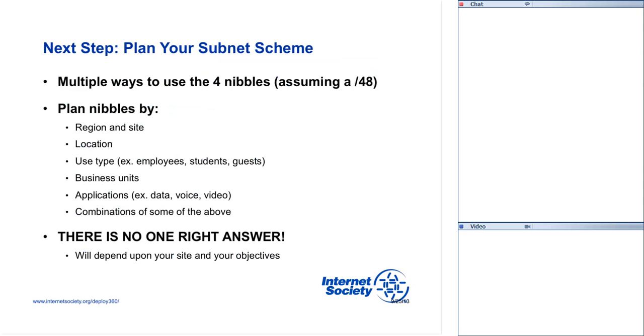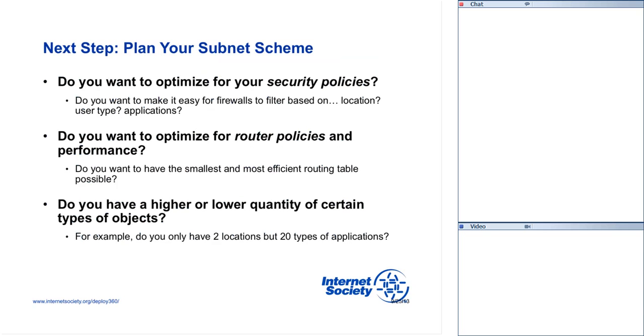Are you trying to optimize your network for routing? Are you trying to optimize your network for security policies? What do you want to do? What is most important for you? So when you think about how you're planning out your IPv6 address blocks, part of the thinking is to understand what is the highest priority for you. Do you want the smallest, most efficient routing table, or do you want security policies that you can implement on a subnet level? And another practical point, as I mentioned there, if you only have 2 locations, then it might be very easy to do that.